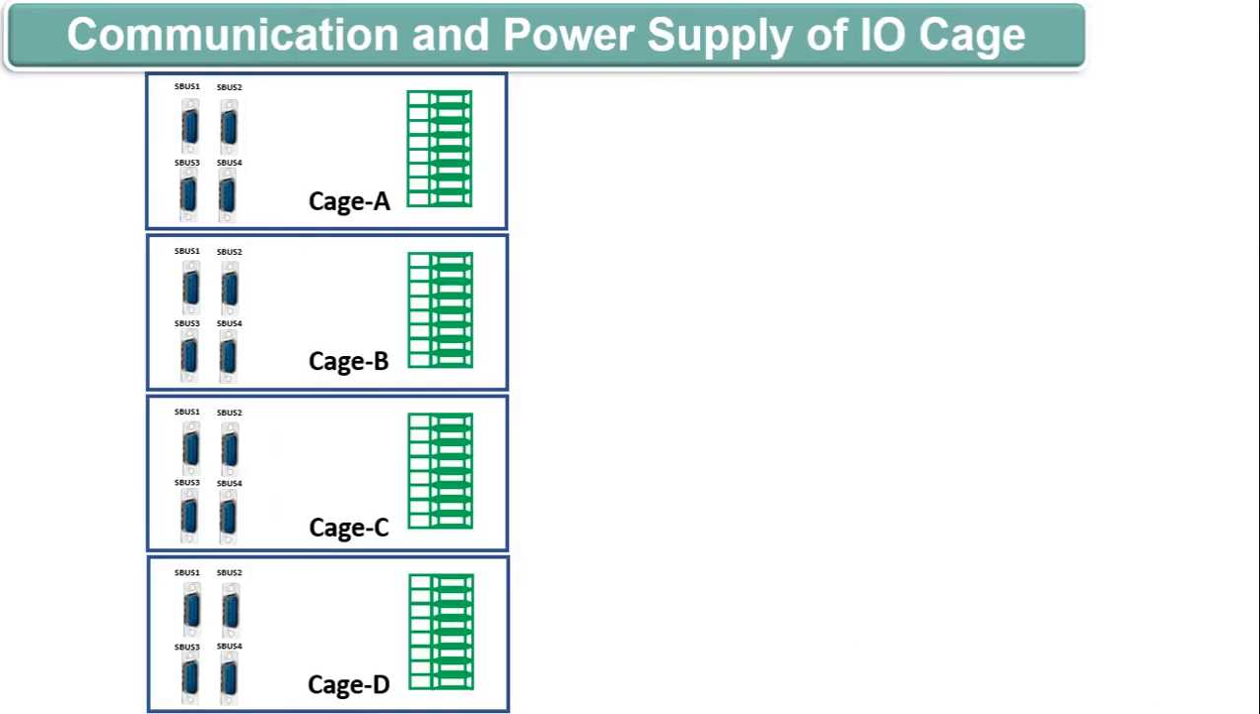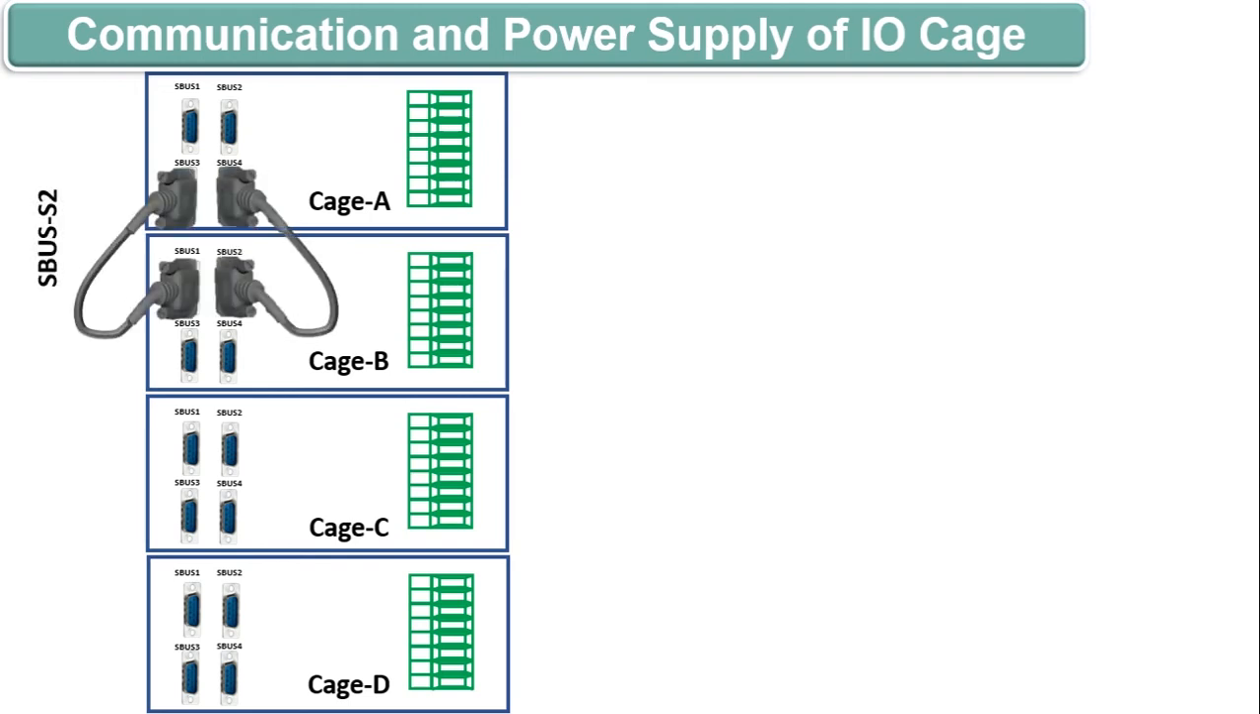Now we see the communication and power supply of IO cage in detail. First we see the communication of the IO cage. Let's pause. We have 4 cages to communicate. Cage A communicates with cage B. We have 2 redundant DB9 cable.